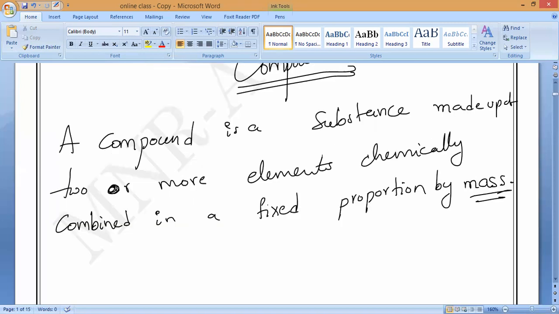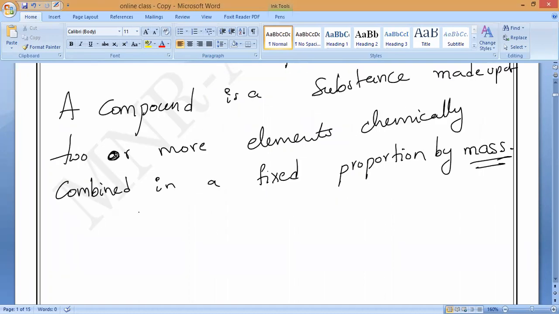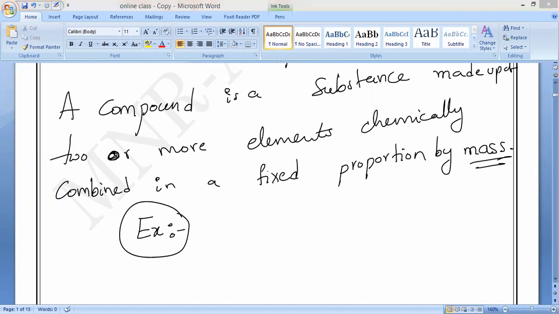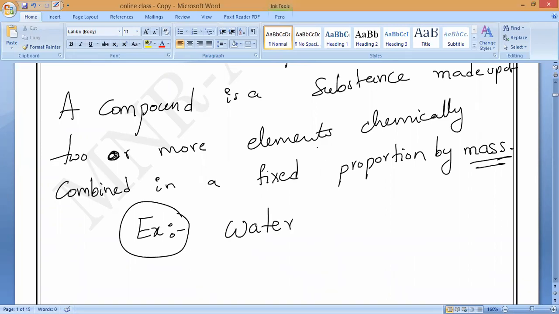Any doubt in this? No doubt, sir. Now, let us take a well-known compound for us as an example, which occupies most of the earth. Let us take water. Water is a compound. What is the chemical formula of water? H2O.